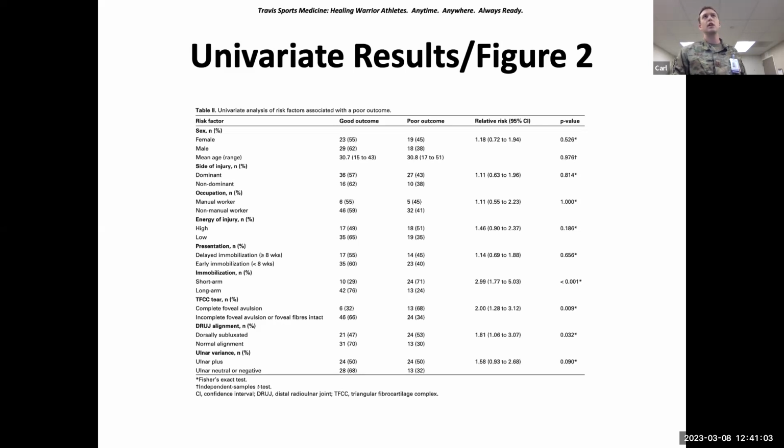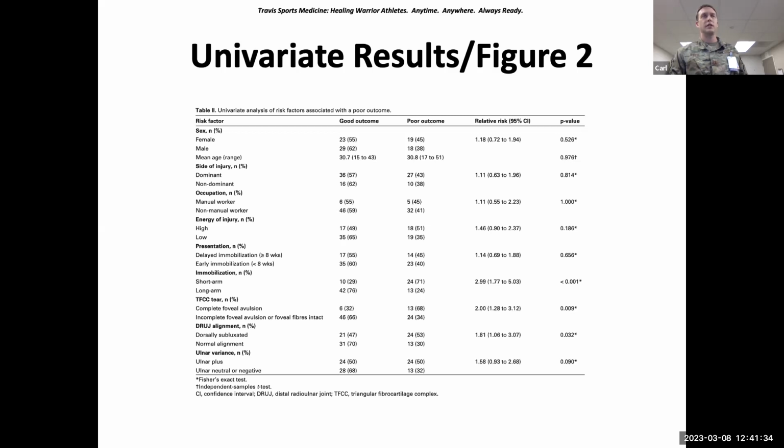So they looked at sex, similarly dominance, hand, if that was pertaining to the injury, if they were manual labor or not, the level of trauma of the injury. So if they fell from 2 meters or more, then that was considered a higher level of energy for the injury. And then presentation, if they were delayed showing up, and then which kind of immobilization they used. Again, that was the primary aim of the study, to determine if that was important or not.